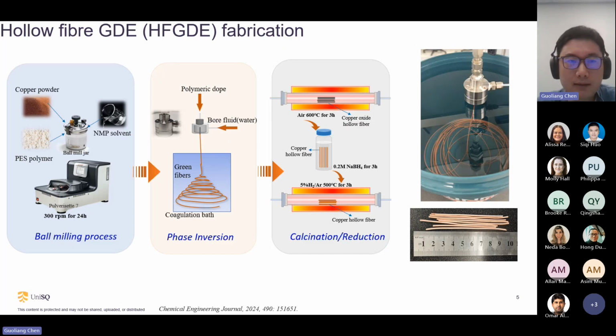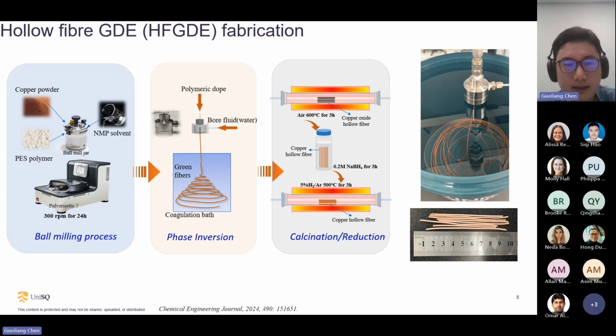So how is this hollow fiber fabricated? We need some metal source. Here I use copper powder. We can also use silver, titanium, or nickel powder, and also related metal oxides like copper oxide. We also need a polymer binder. Here I use PEI. And also an organic solvent. NMP is fine here, and DMF is also fine.